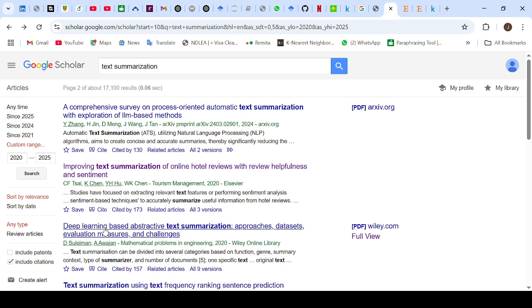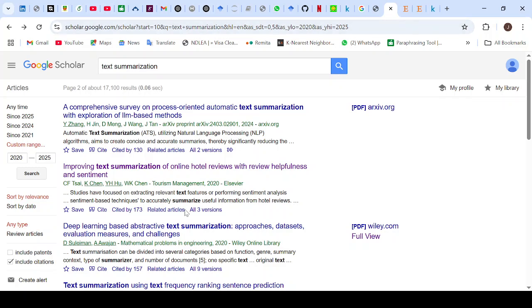So we are going to look critically at this paper, deep learning-based abstractive text summarization approaches, datasets, evaluation measures, and challenges. Let's see if we can access the abstract and the concluding part. I told you that you can find a gap in the abstract or in the conclusion, or some authors have a specific section they call further research.